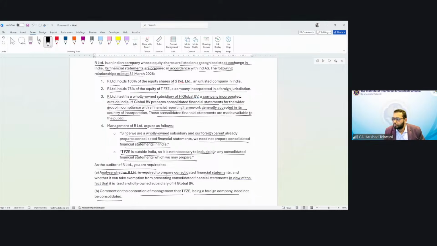Sir, R Limited needs to prepare consolidated financial statements. Why? Even though it satisfies the condition of a wholly owned subsidiary, the ultimate parent, H Global Limited, is not preparing financial statements as per Ind AS. Okay. Good, very good. Anyone else would like to add to this?